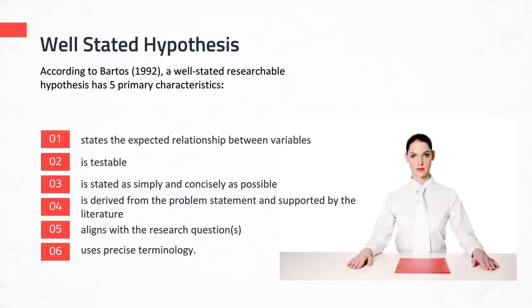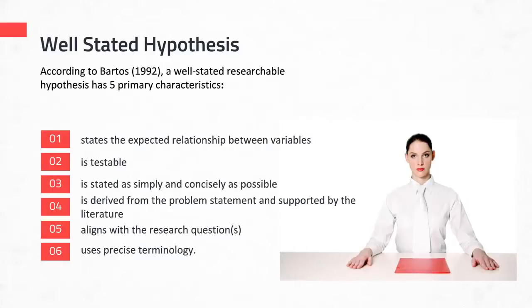So just like a research question, it comes straight from that problem statement, straight from that purpose statement, straight from the literature. Number 5 is that it aligns with the primary research question. So there's alignment between the research question and the hypothesis. They're almost stated exactly the same. Now I said we're going to talk about 5 characteristics, and I said 5 because Bartos lists 5, but I added another one, and that's number 6. And the last thing that I think a well-stated researchable hypothesis needs is to use precise terminology.